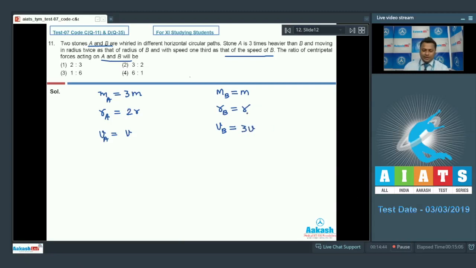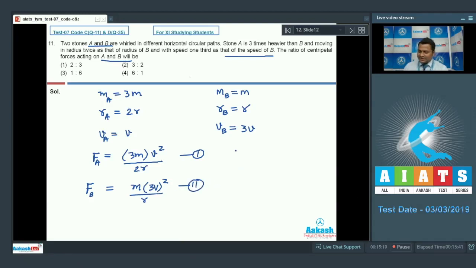v. Now the expression for the centripetal force for stone A will be what? mv square by r. We know very well the mass is 3m, the speed is just v, so v square divided by the radius, that is 2r. Similarly, the expression for centripetal force for stone B will be what? Mass is just m, speed is 3v, so (3v) whole square divided by the radius of B, that is r. That is equation number 2.